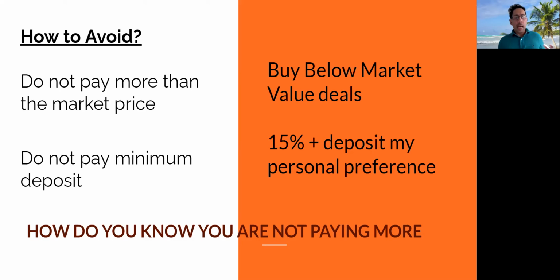So how do you know that you're not paying more? Very simply, what I do is check the average sold house prices within a half mile radius of the property you're looking at. Look at similar condition properties with a similar number of bedrooms, and also similar properties that are on the market now. Generally, the ones on the market are at a higher price than the ones already sold.